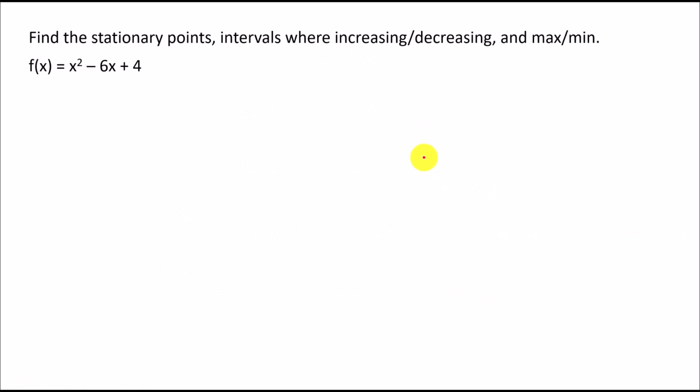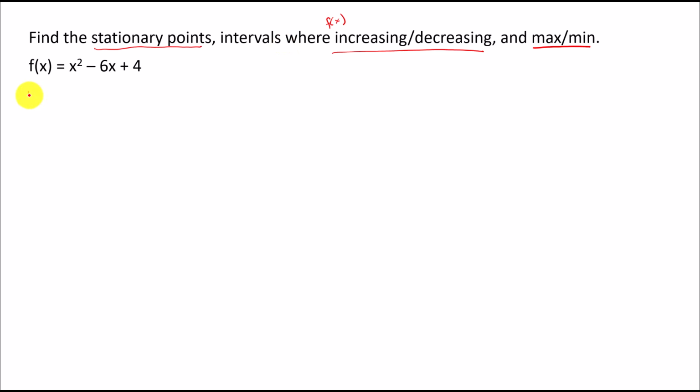Okay, let's look at this example. So we're asked to find stationary points, intervals where f of x is increasing or decreasing, and where it has relative maxes or mins. Okay, so here's our original curve, f of x equals x squared minus 6x plus 4. So now I'm using this example to show you all of these things, but you may only be asked on a test to find one of them, so you have to know which one you're finding.